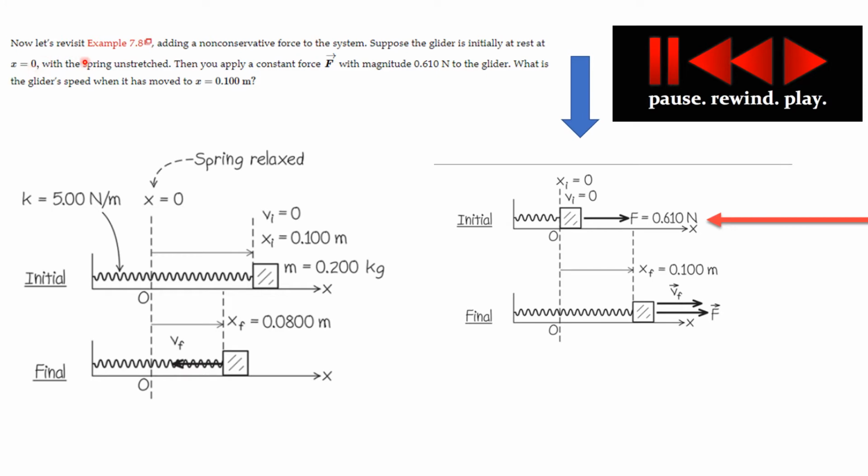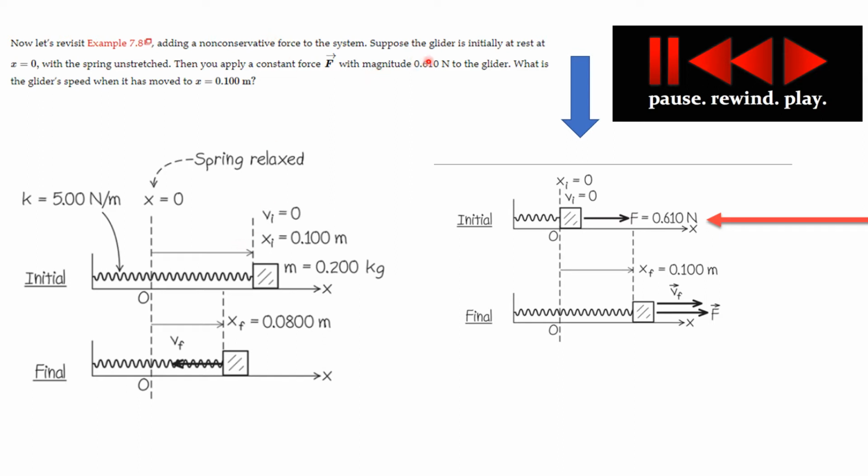So first we're going to revisit a problem we looked at before, but now we're going to add a non-conservative force to the mix. So this was the problem we looked at before, and many of the parameters are going to be the same. For example, the spring constant is going to be the same, and this is the general setup, but we're changing a few things. So let's talk about what we're changing.